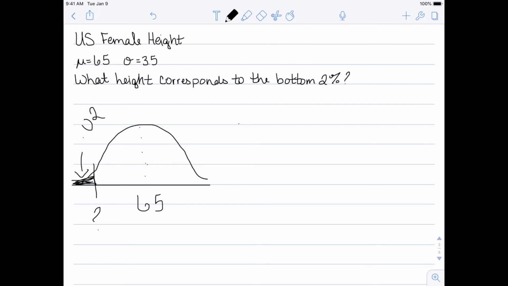Before, I had the data value and I was looking for the proportion or the percentage. Now I have the percentage and I want the data value. Before, whenever we had the data value and wanted to find the percentage, we used the normal command. With these, we're going to use inverse normal. With the inverse normal command, we're going to need 3 values: the mean, the standard deviation, and the percentage written as a decimal. So let's look at our calculator.